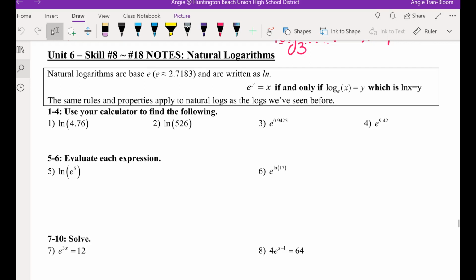Amanda, can you read our today's title of the notes? Natural logarithm. Yes, natural logarithm. So natural logarithms are base e. Last week, we did a worksheet called e, and you were able to find values.